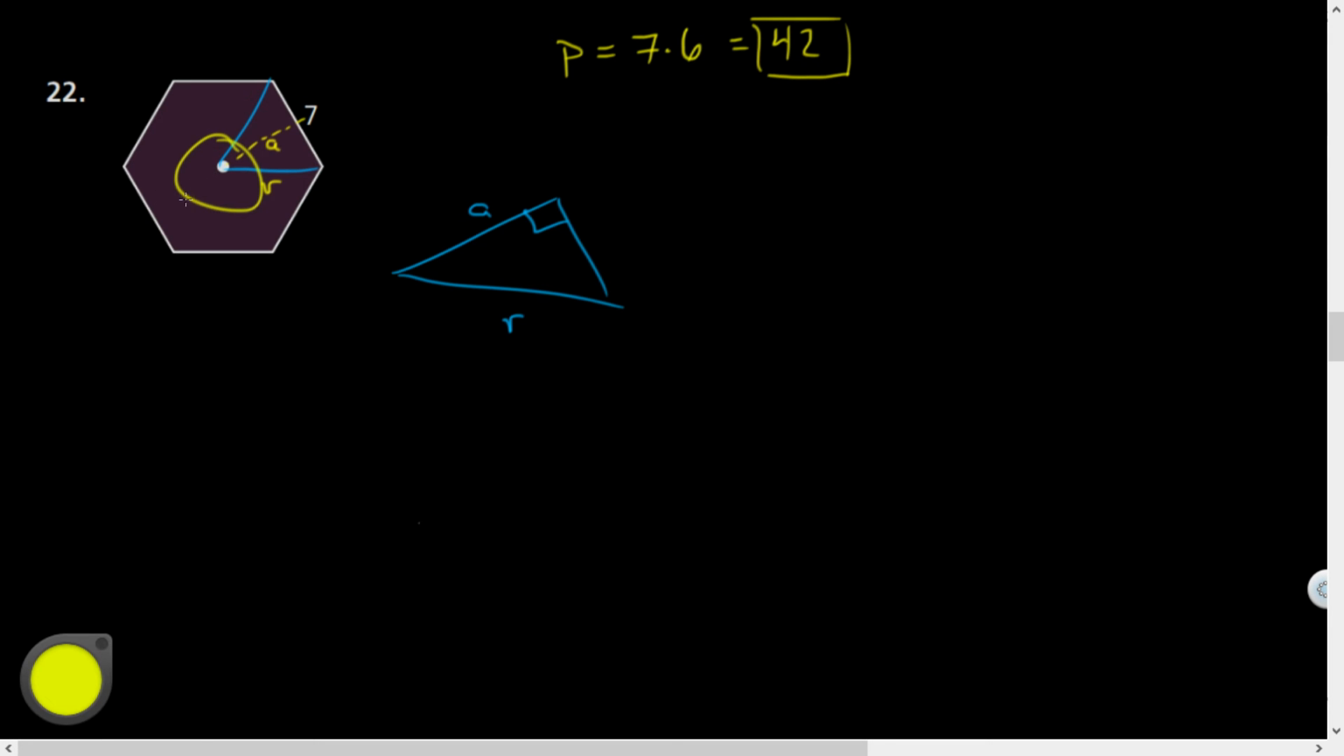All right, so 360 divided by 6. Your central angle is 60 degrees. And then half of that central angle is... Well, what's this distance? Yeah, half of that would be 3.5. And cosine?